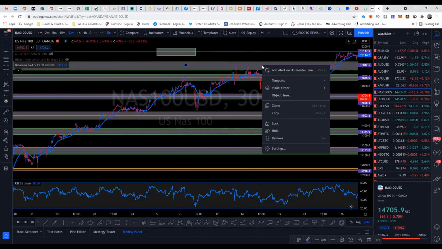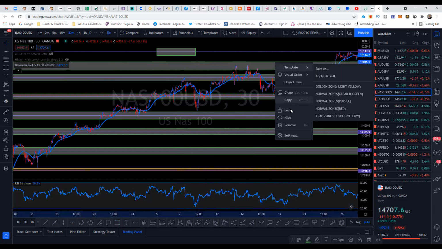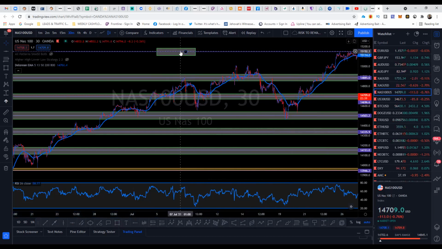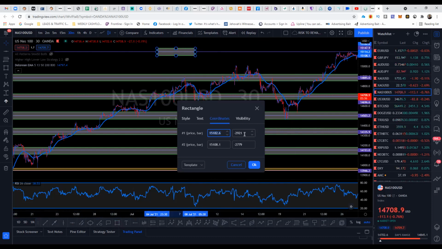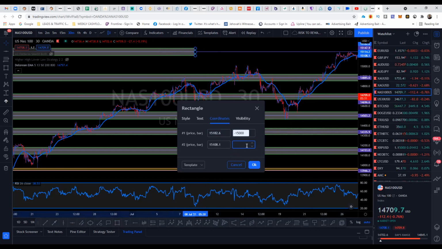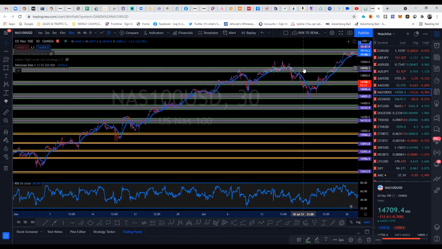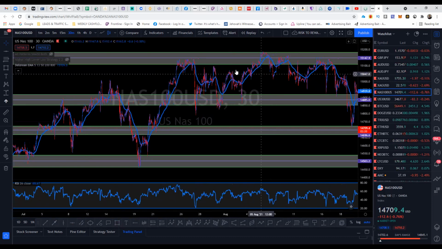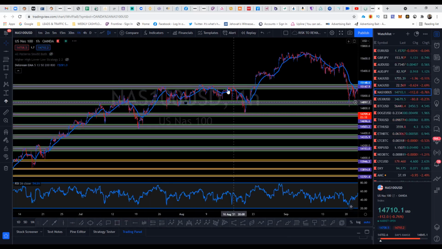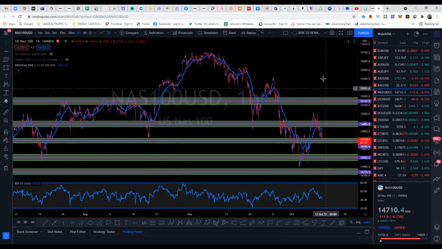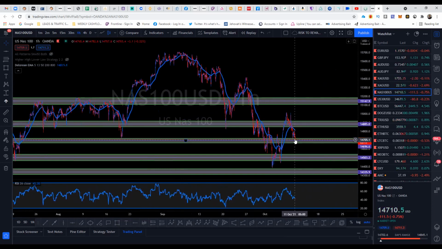Shoot, honestly, I might even erase this zone. This might make it too cluttered. Yeah, let's do that. So now we've marked up the 30-minute. So now we're going to go to the 1 hour. And we're pretty much going to do the same thing. And as you can see, this is where current price is at now. And this is what we're looking at. So now I'm going to mark all of this up here.